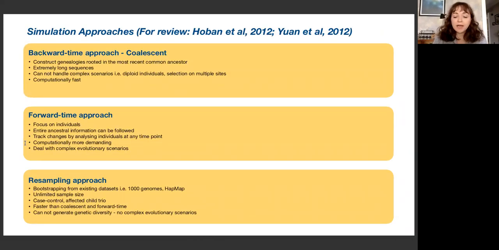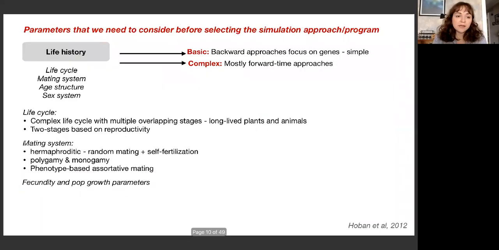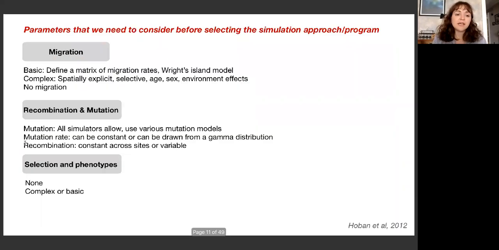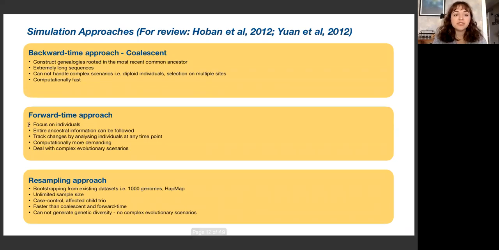At this point, while considering all these parameters like lifestyle, migration, recombination, selection, we have different simulation approaches, as I said from the beginning: backward time, which is the coalescent-based approach that you learned yesterday, the forward time approach, and the resampling approach. The backward time approach constructs genealogies rooted in the most recent common ancestor.